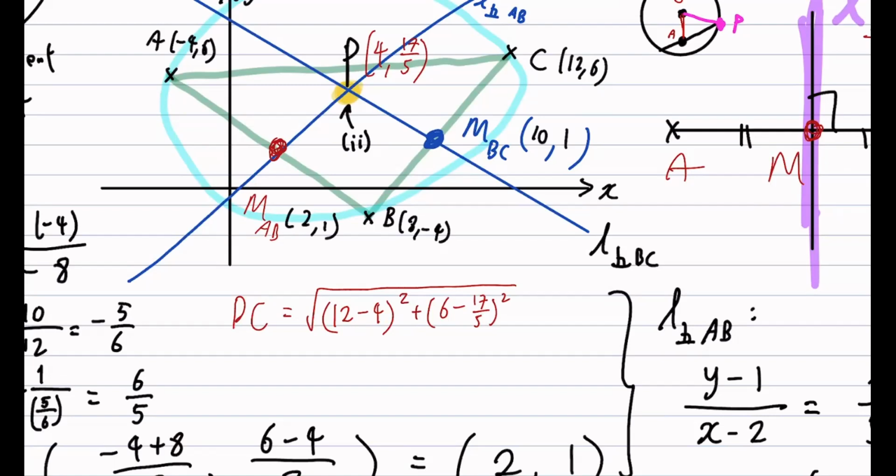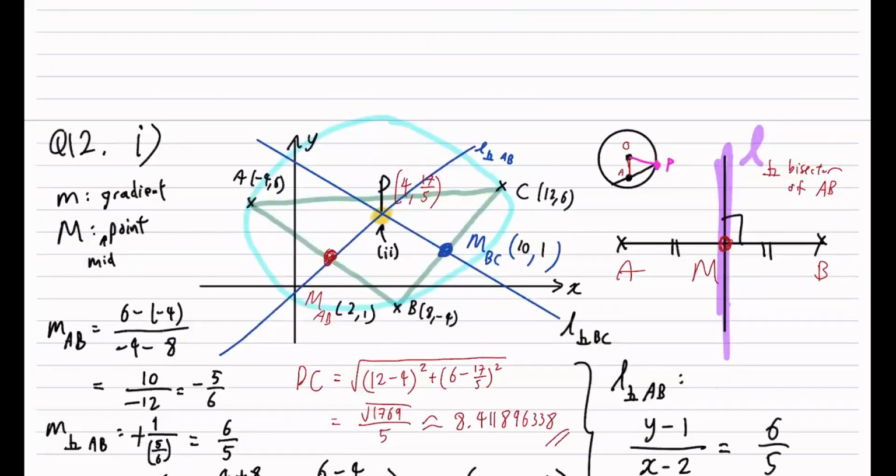I end up with the square root of 1769 over the square root of 25, which is 5. Let's just use decimals now. There's no point in getting the exact answer now. 8.411896338. Did you get the same answer? That's the radius already. But let's just verify if I did it correctly.